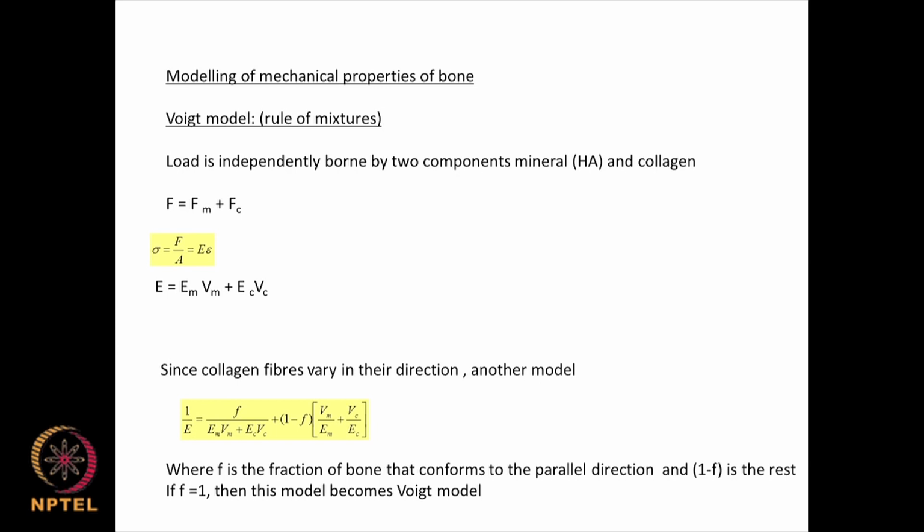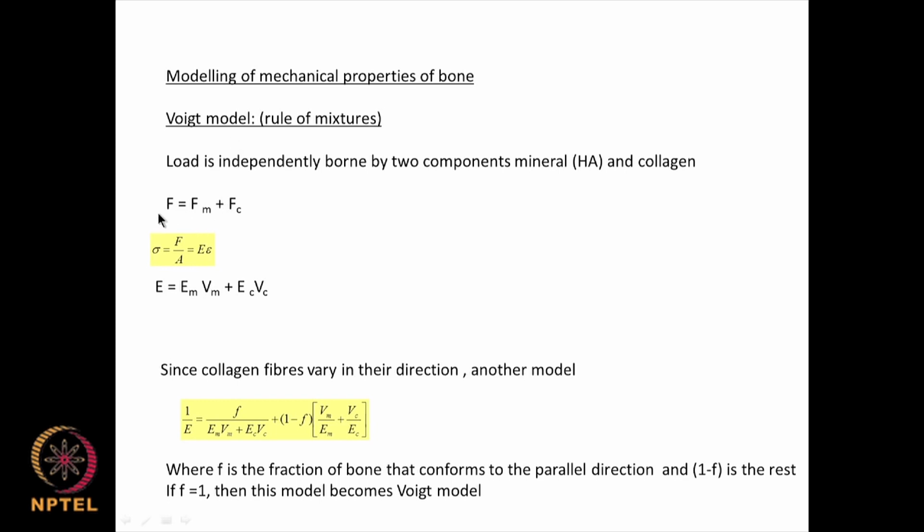Let us look at modeling of mechanical properties of bone, because bone, as we saw, contains the organic matrix as well as the inorganic material. So it is 2 components. We have the mineral, inorganic hydroxyapatite, and collagen. So we can use the rule of mixtures again for calculating the modulus of elasticity. This is called the Voigt model.